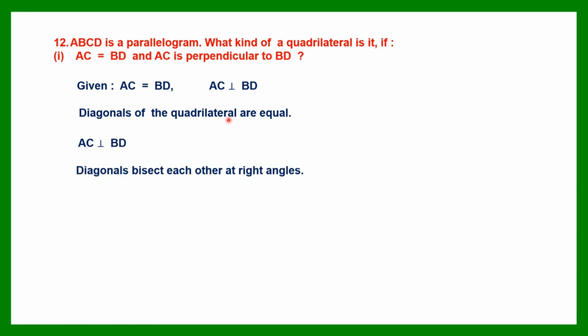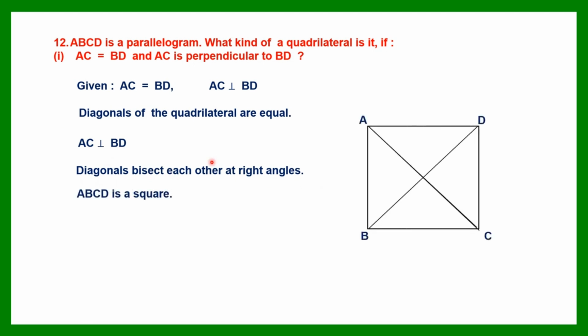So when diagonals are equal and they intersect at right angles, then that figure is a square. So we have a square here, as you can see, AC and BD. These are the two diagonals. They are equal. The measurement will be equal and they are also perpendicular to each other. That means they form an angle of 90 degrees. So such a quadrilateral is called a square.